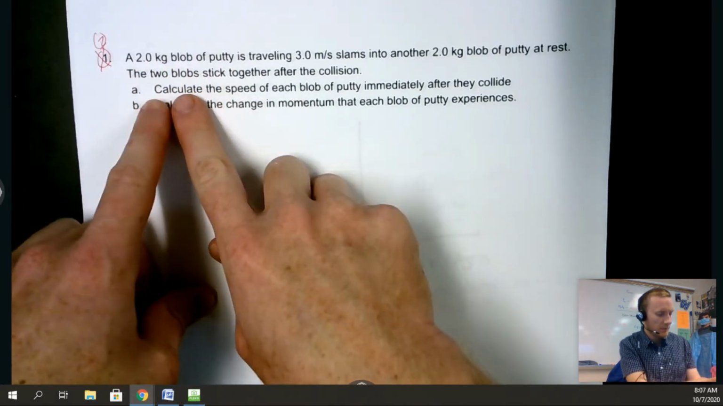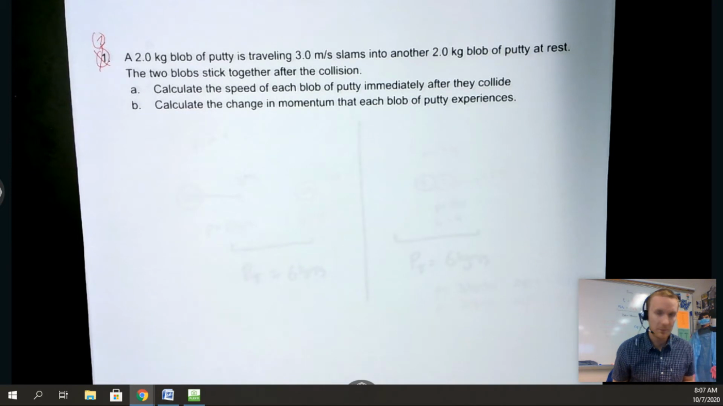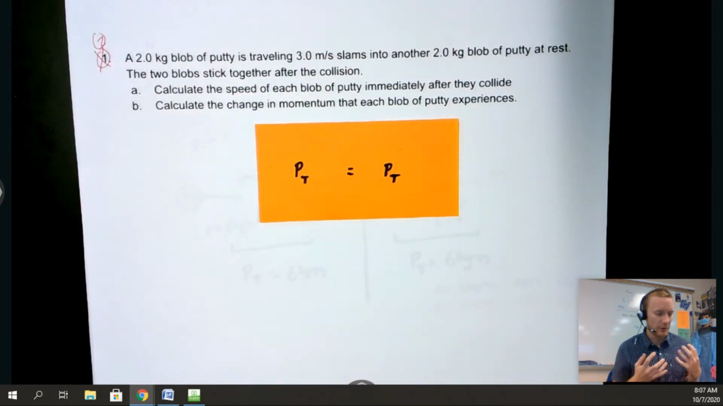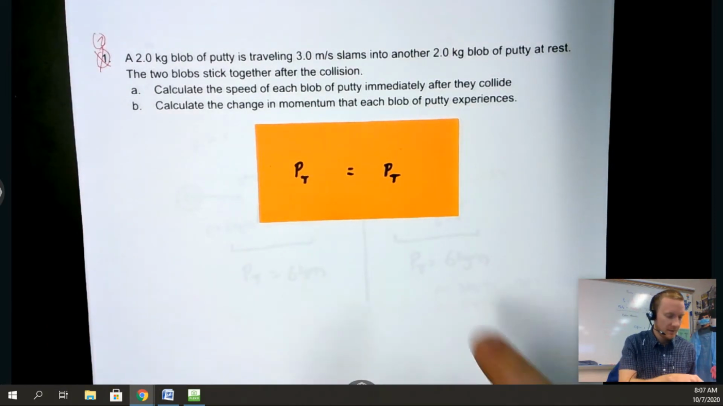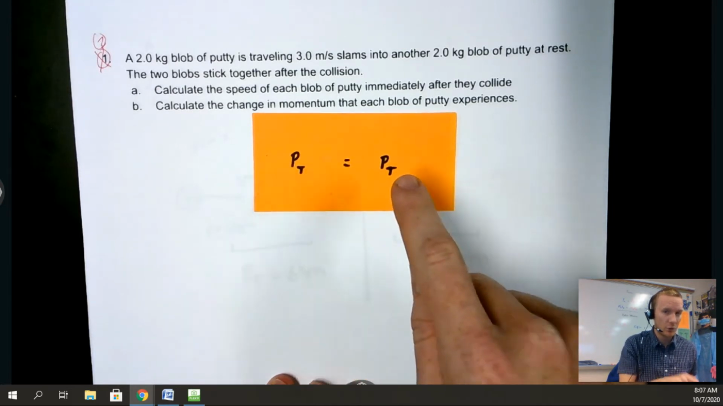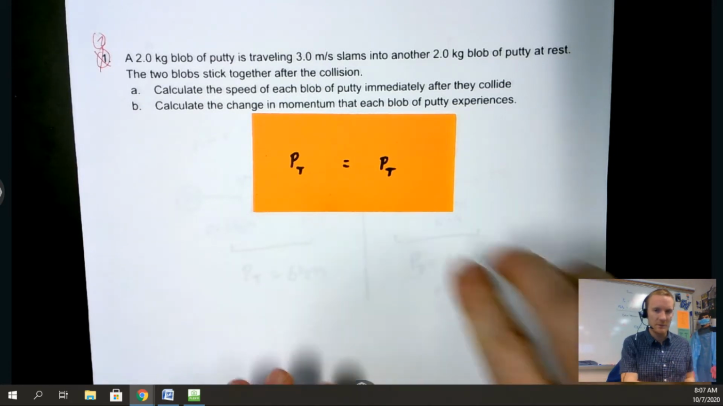So with all of these, we want to be able to calculate the speed of each blob of putty immediately after it collides, and then we want to calculate the change in momentum that each blob of putty experiences. Okay, so because we're dealing with momentum, a quick little reminder: the most important thing to recall about these types of problems is that the total momentum of the system before the collision is equal to the total momentum of the system after the collision, right? Because momentum is conserved, it can just kind of move around between different objects, right?